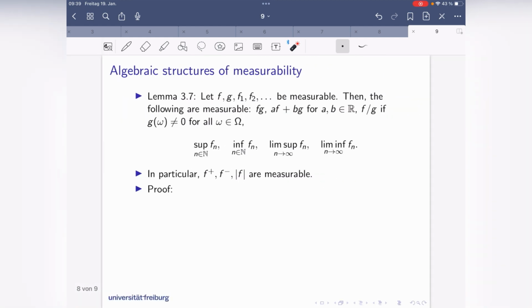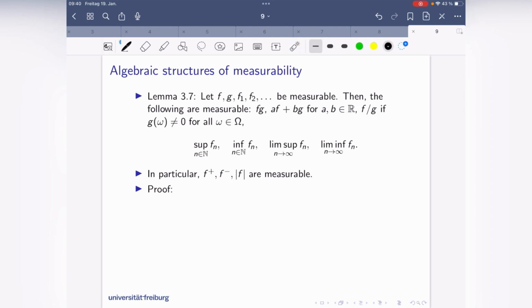And with this, we can now also show that if you have measurable functions, linear combinations are measurable, quotients and products are measurable, and also suprema are measurable. In particular, also the absolute value of F, for example, is measurable because it's the maximum of F and minus F.